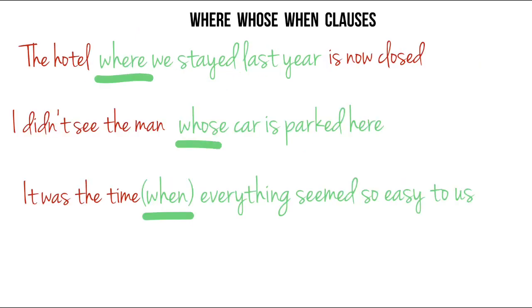There are also relative clauses which are introduced with the help of other question words, for example, where, whose, when. Repeat after me. The hotel where we stayed last year is now closed. I didn't see the man whose car is parked here. It was the time when everything seemed so easy to us. Or you can say, it was the time everything seemed so easy to us.